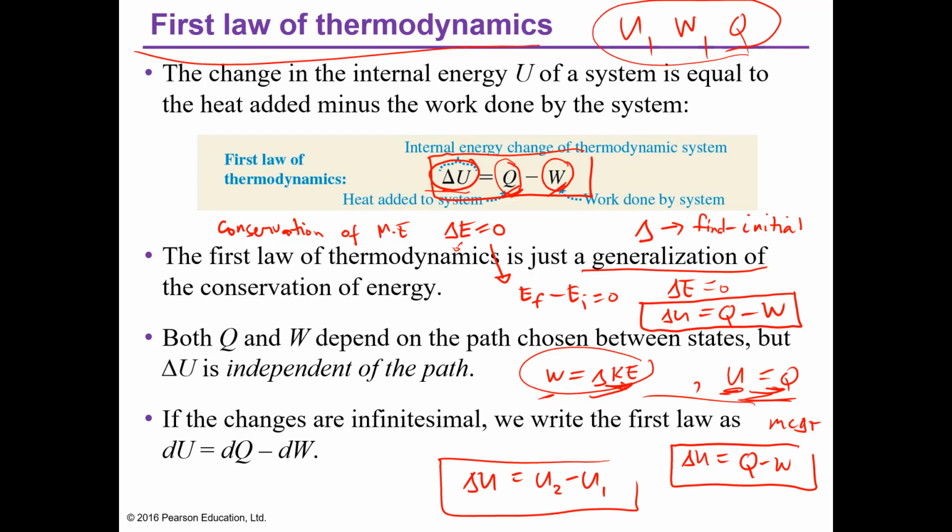And we have to take note, manawingon ganyan, ano? Ang Q and W depend on the path chosen between states, but the delta U is independent of the path. So wala siya gadepende sa kung asa ka nga path niyagi. Yung internal energy, change in internal energy. If the changes are infinitesimal, we write the first law as this. Magamit na dun siya later. The du, the change of internal energy, is equal to the infinitesimally change of work and heat. Okay, so take note of that.